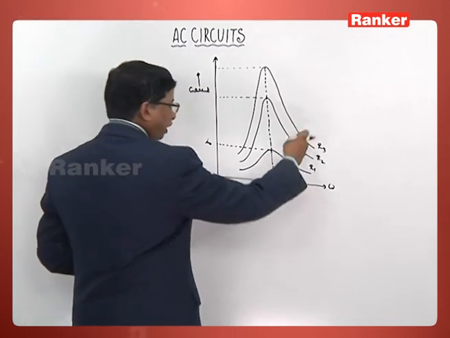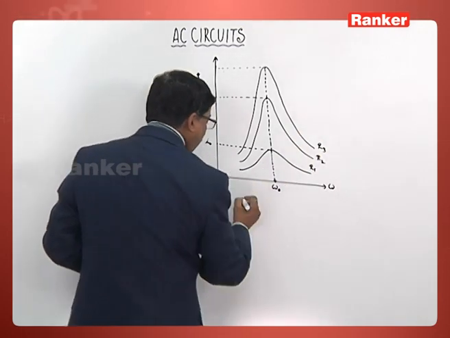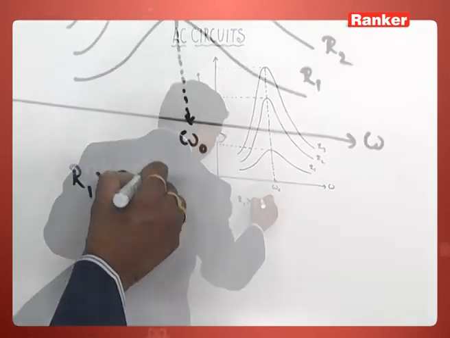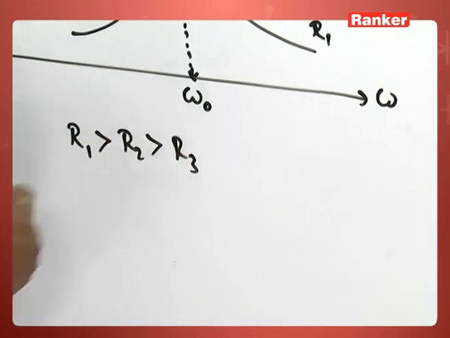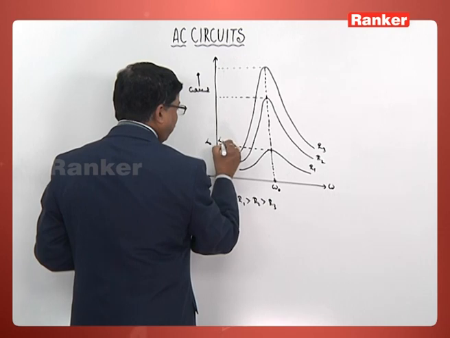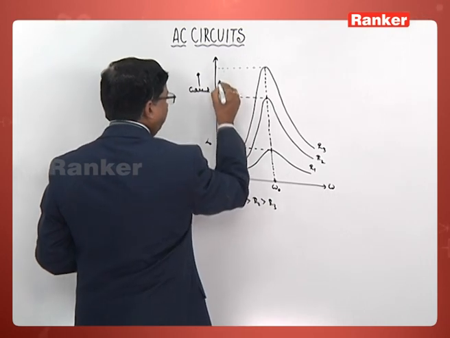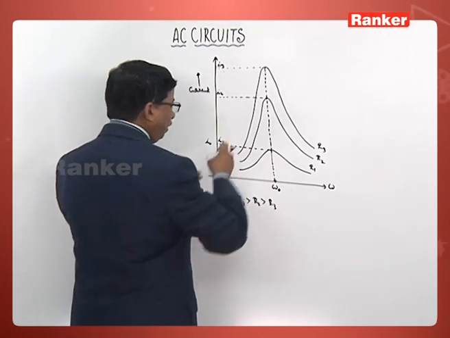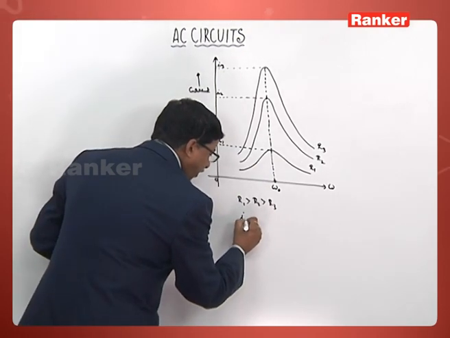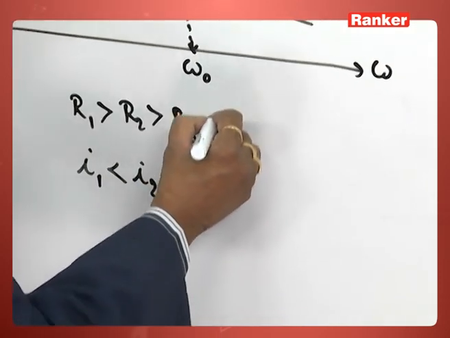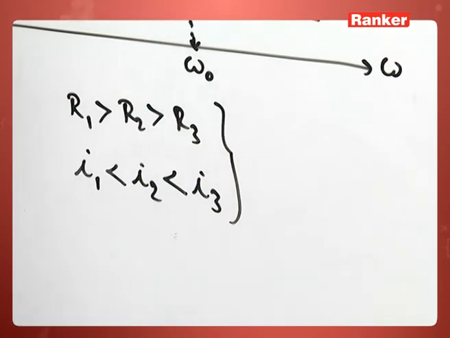So what is the relation between these three values now? R1 should be greater than R2, which should be greater than R3. That is, R3 is very small. Suppose I consider the current over here as I1, here as I2, here as I3. In what way are these currents related now? I can take I1 less than I2 less than I3. So these two are the points we have to understand.